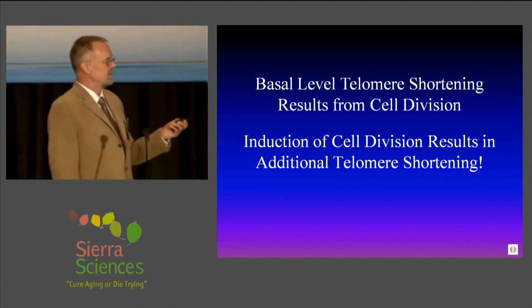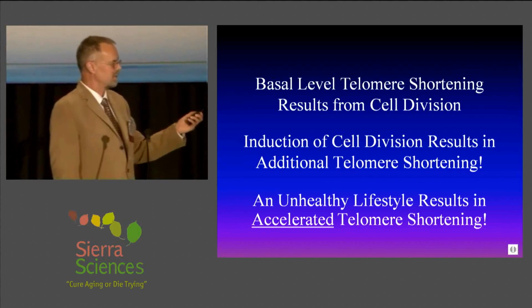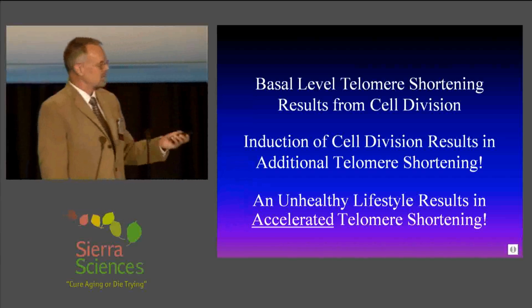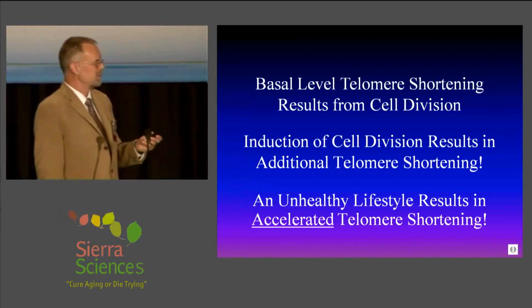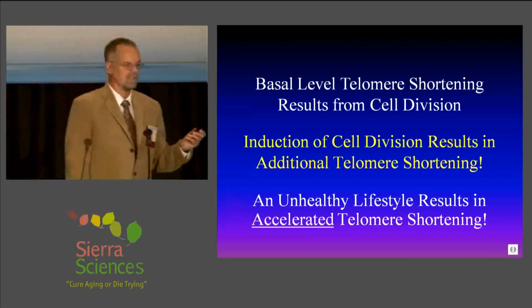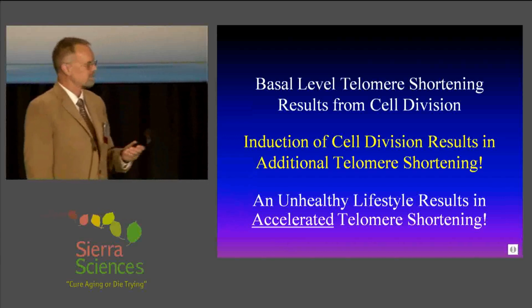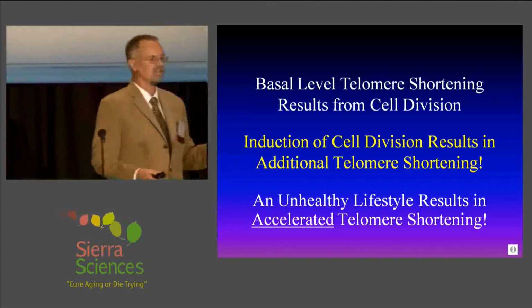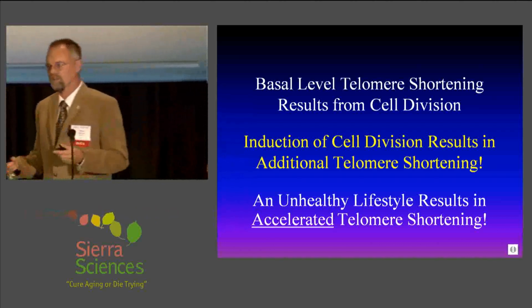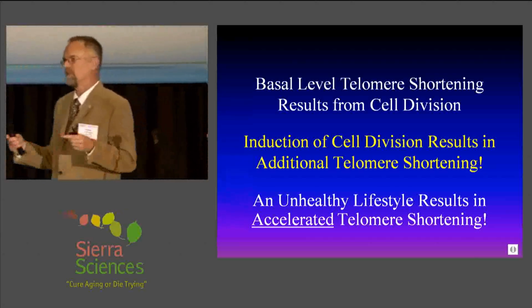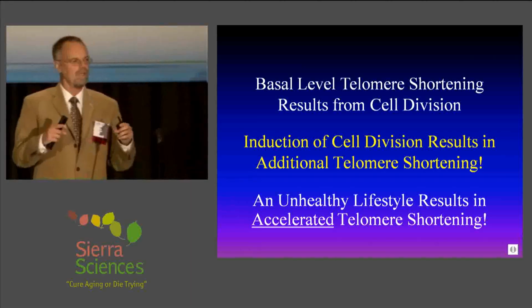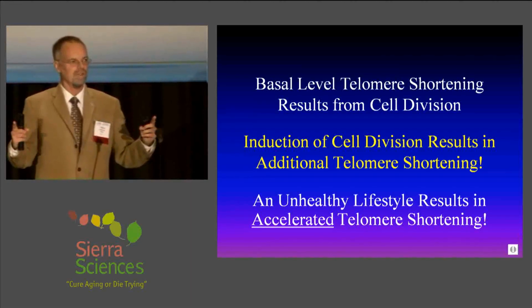The other thing is that an unhealthy lifestyle, as I showed, can result in accelerated telomere shortening. But now, for my talk, I'd like to focus on this middle one. This induction of cell division results in additional telomere shortening. And this relates to mitogenic treatments. Now, a mitogen, of course, is something that's going to induce cell division. So anytime you treat cells with a mitogen, when we do this in a petri dish with cells grown in a petri dish, we find the telomeres shorten.